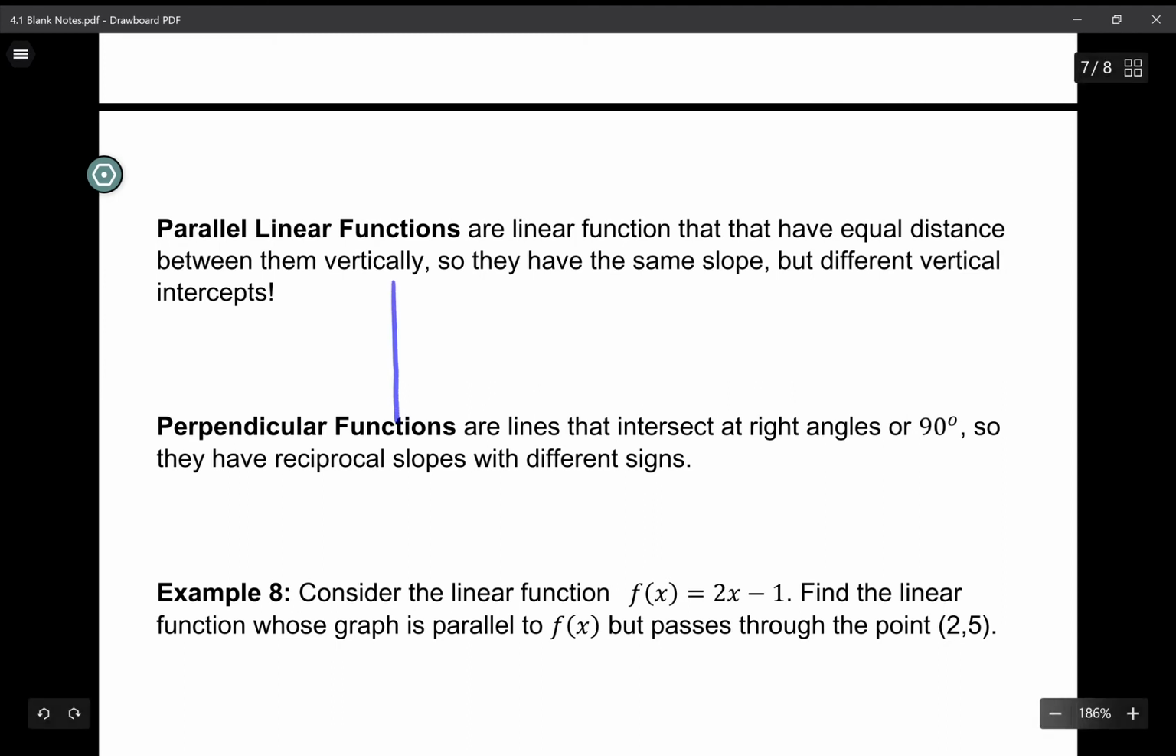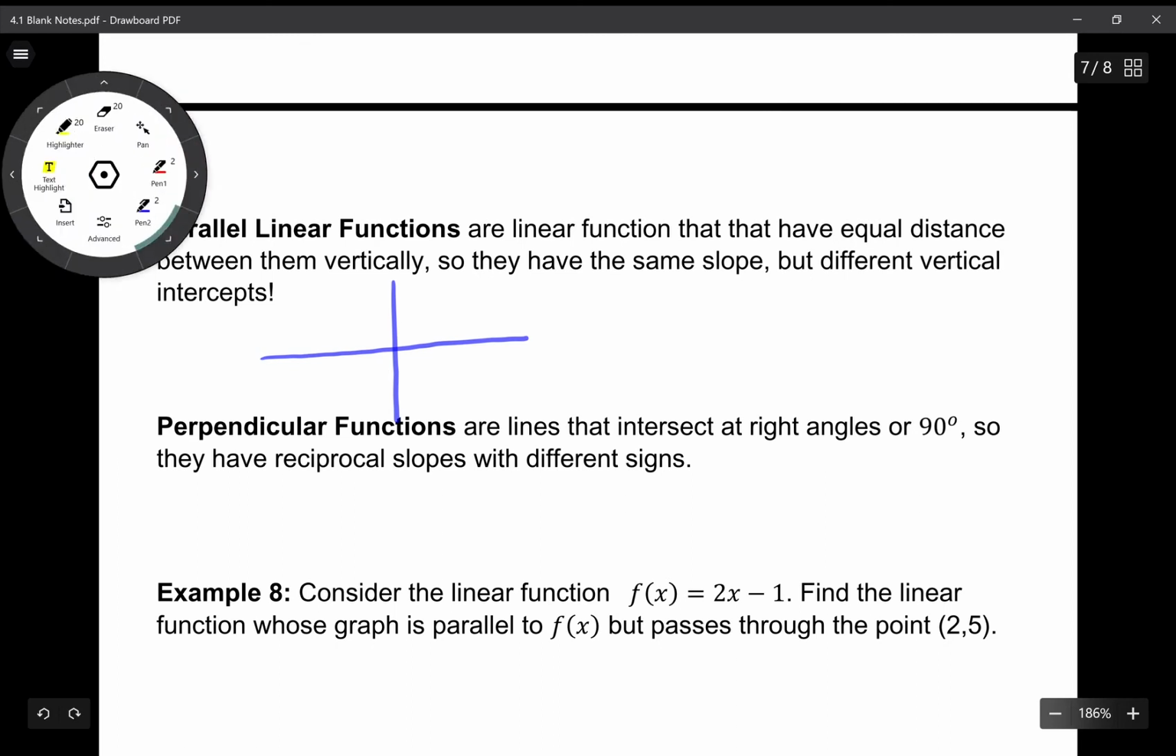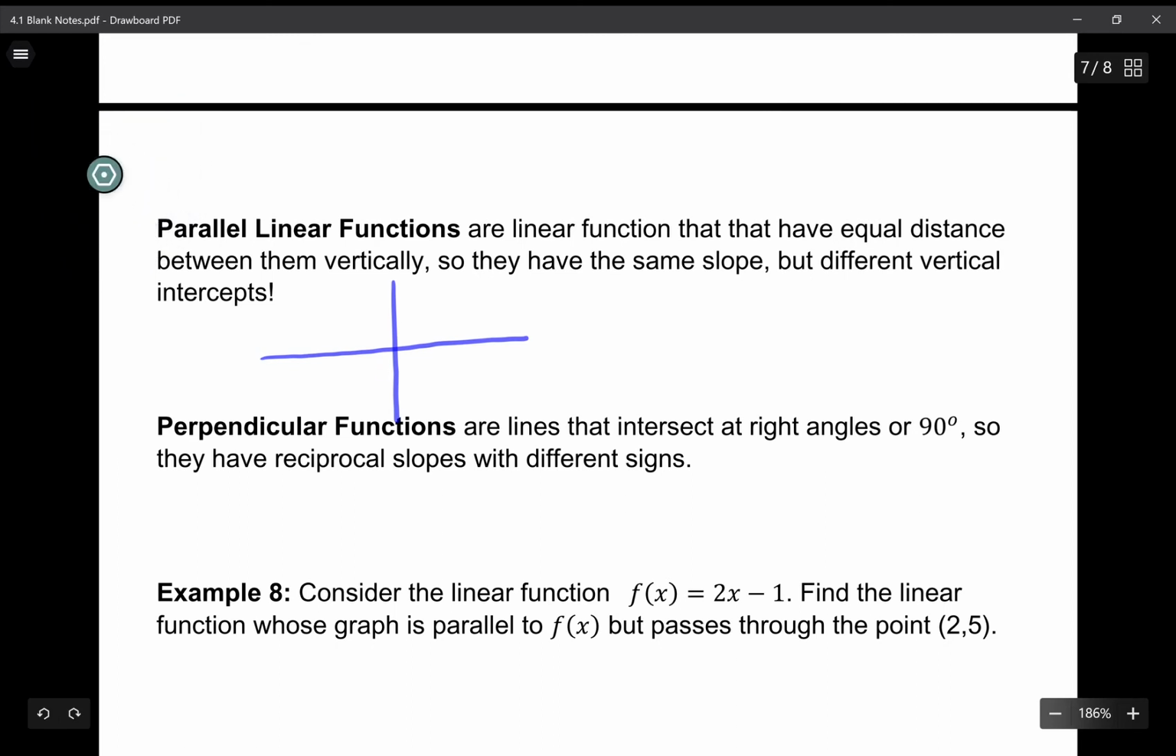If I have a coordinate axis and I have two linear equations on here that have the same slope, they look like a pair of railroad tracks, right? These are parallel linear functions. They have the same slope. Same slope, so the m's are the same, right? Different y-intercepts. So the b's are not the same.